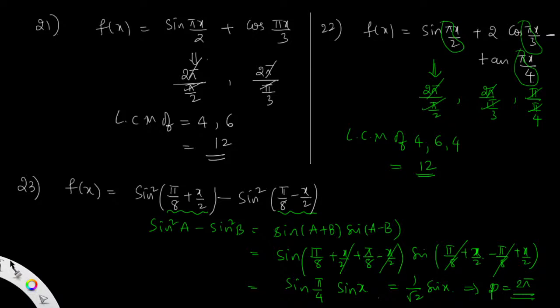Formula substitution, then simplification. Sine of a plus b into sine of a minus b formula. Then the value substitution, 2 pi by mod a, which is equal to sine x, period is obviously 2 pi by 1, coefficient is here 1. So 2 pi by 1 nothing but 2 pi only. Okay. Then go to the next one.